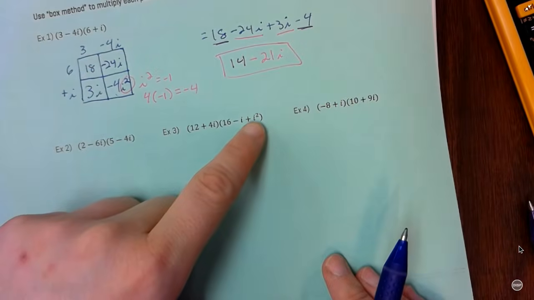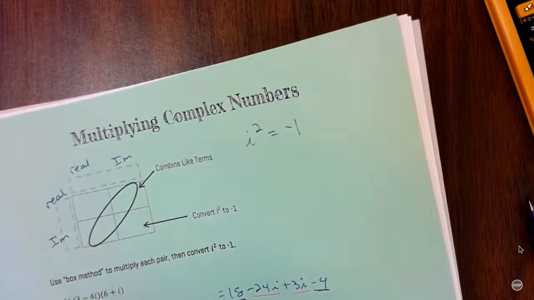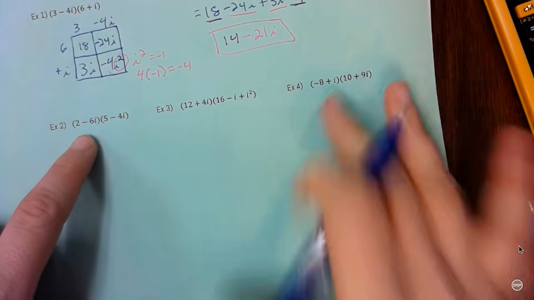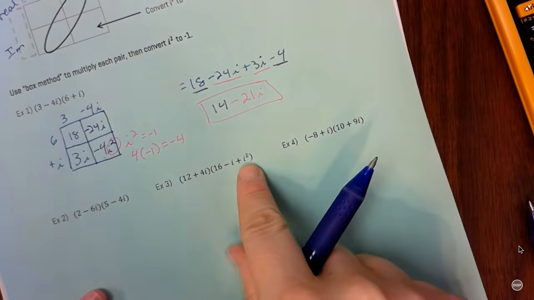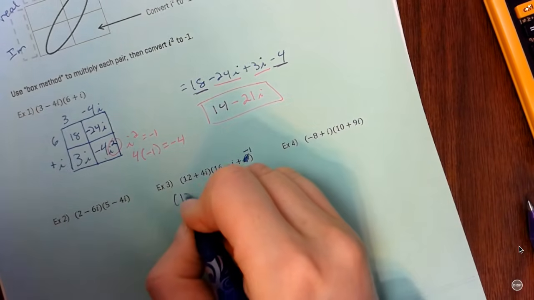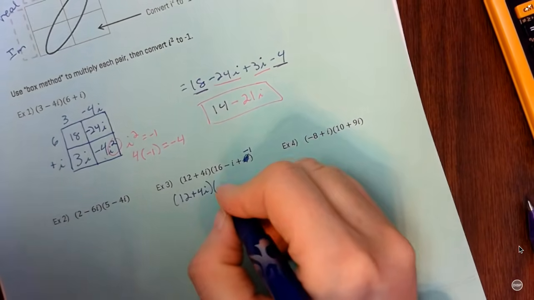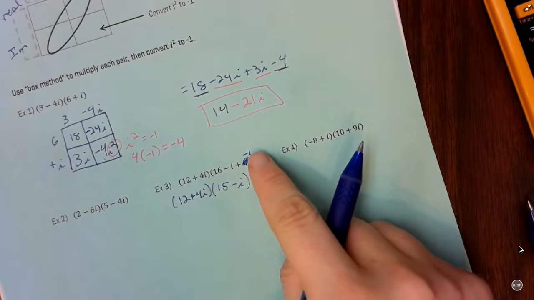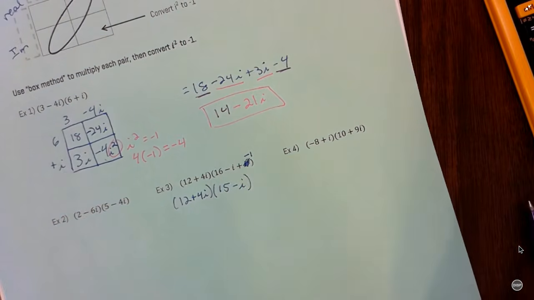All right, let's try example 3. There's our old friend I squared. You know what? Put that at the top again. I squared equals negative 1. Yay. All right, so let's do 3, and then I'll have you guys try 2 and 4. Okay, so first, as usual, when you see that I squared, I want you to fix him and make him a negative 1. So I have 12 plus 4i, and then 16 minus 1 is 15 minus I. Okay, so I simplified it a little bit. So I squared becomes negative 1, and then I went ahead and just combined 16 minus 1 to get 15.